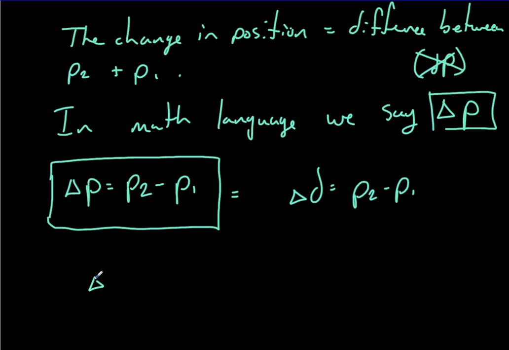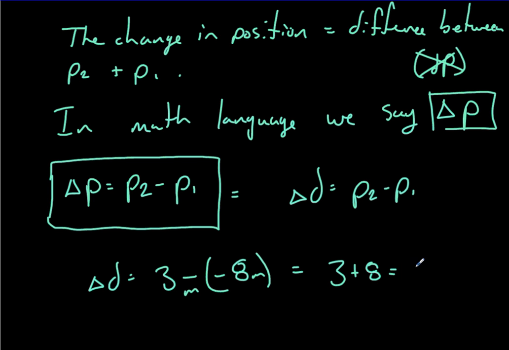Okay? So delta D in this case is going to be P2. Now P2 was 3 minus, subtract, right, -8. These are both meters. So let's put our brackets in. And what is 3 minus -8? Well, it's the same thing as 3 plus 8, right? Two negatives side by side. 3 minus -8 is the same as 3 plus 8, and look at that, we get 11 meters. The displacement of the bunny is 11 meters, and it's positive.